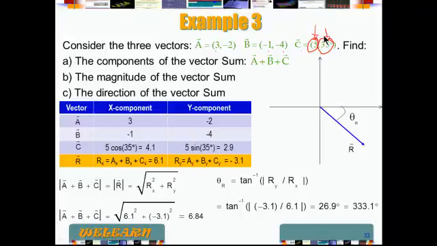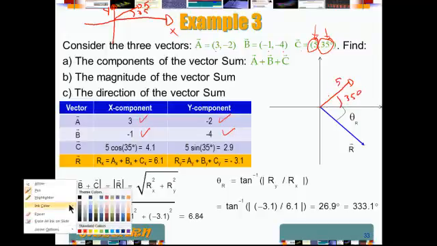Okay, so for A, that's easy, like we did before, Ax, Ay. For B, Bx, By. Now, however, for C, we need to look at it more carefully. So this is my xy axis, and they tell us it is a 5 at 35 degrees. So 5 at 35 degrees. Let me draw that here. So this is 35 degrees at 5.